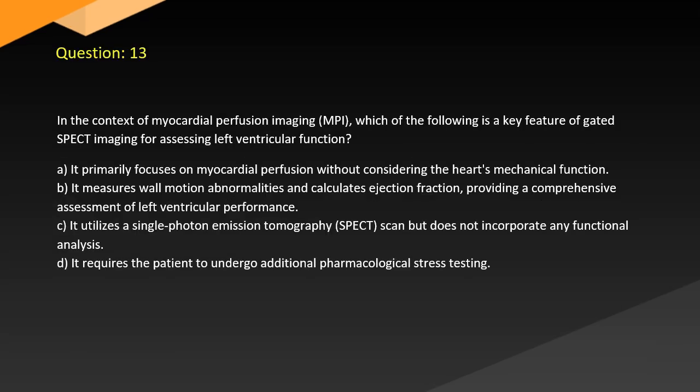Question 13. In the context of myocardial perfusion imaging (MPI), which of the following is a key feature of gated SPECT imaging for assessing left ventricular function? A. It primarily focuses on myocardial perfusion without considering the heart's mechanical function. B. It measures wall motion abnormalities and calculates ejection fraction, providing a comprehensive assessment of left ventricular performance. C. It utilizes a single photon emission tomography (SPECT) scan but does not incorporate any functional analysis. D. It requires the patient to undergo additional pharmacological stress testing.